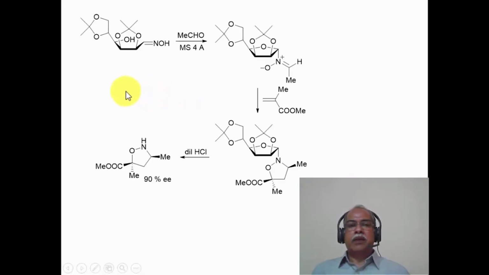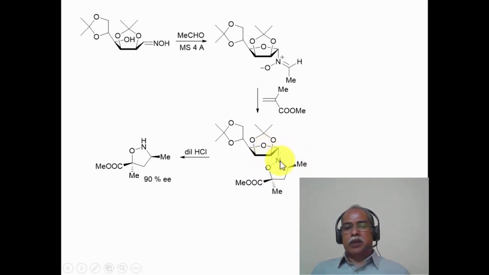Here is an example where a furanose derivative is formed by the initial addition of the hydroxy onto the oxime to produce this nitrone, which is formed by condensation of the initially formed hydroxylamine with acetaldehyde, for example, resulting in the formation of this particular nitrone that undergoes cycloaddition reaction with alpha methyl acrylate to produce regioselectively this particular isomer of the cycloadduct.